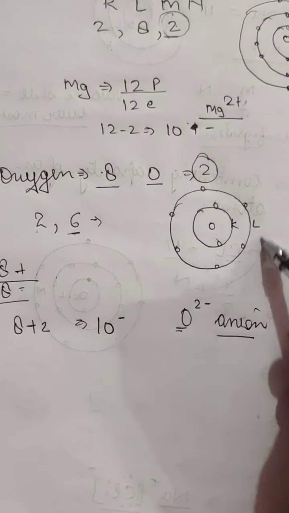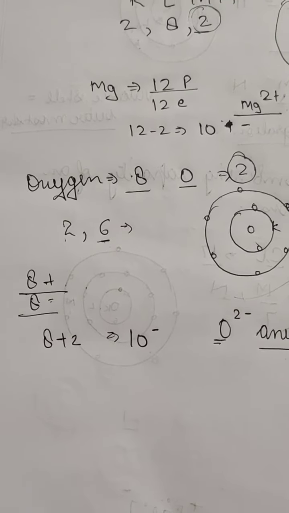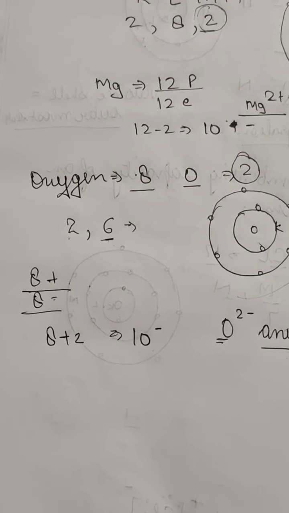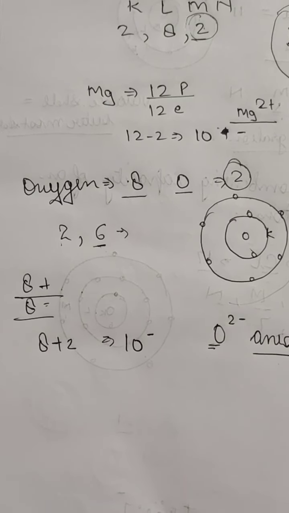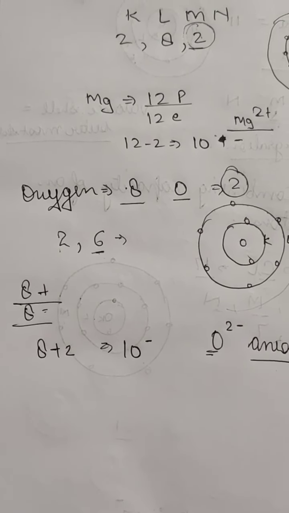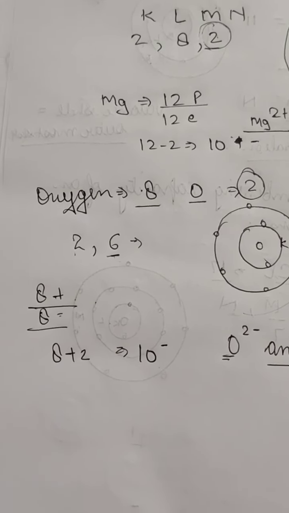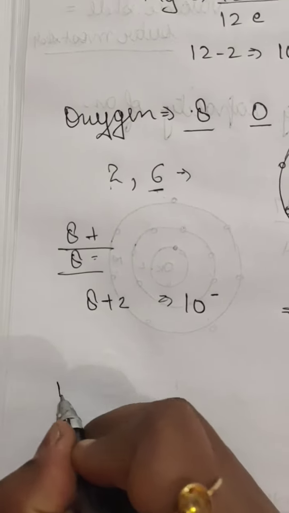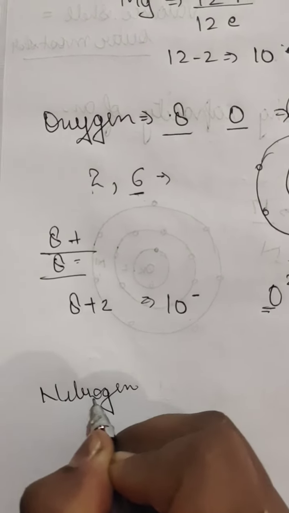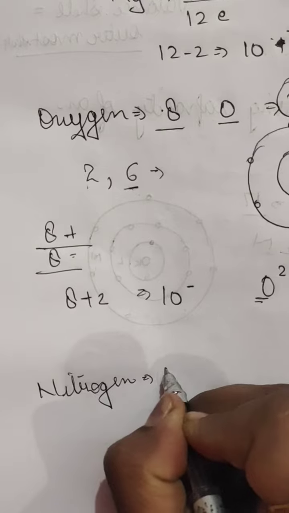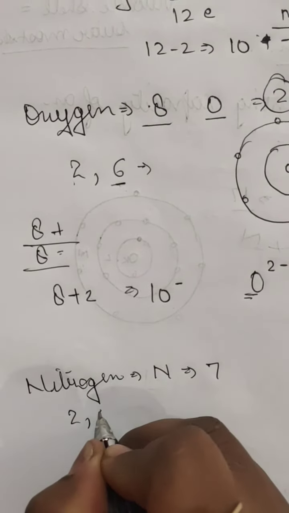In the valence shell, if the element is a metal, it will donate electrons, like aluminium will donate, lithium will donate, potassium will donate. But other elements like sulfur, chlorine, fluorine, oxygen, nitrogen will gain electrons. Take nitrogen as an example. The symbol of nitrogen is N and the atomic number is 7. So the structure will be 2 and 5.